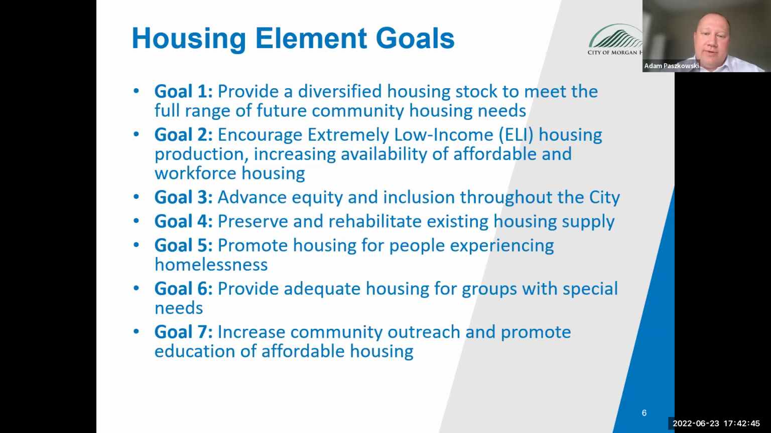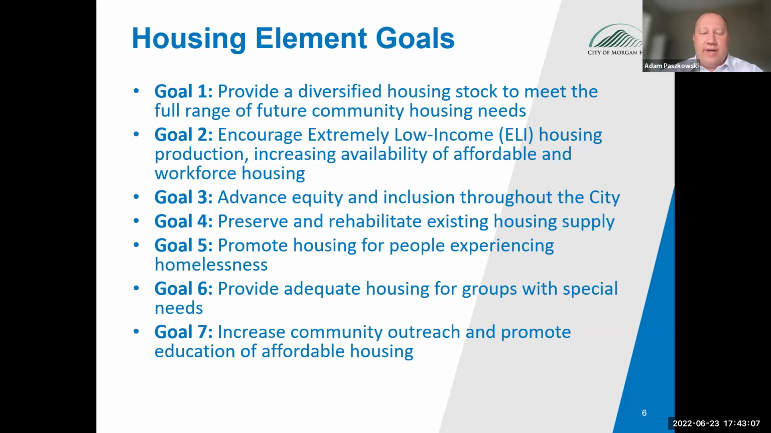Goal 4 is preserve and rehabilitate existing housing supply. Goal 5 is promote housing for people experiencing homelessness. Goal 6 is provide adequate housing for groups with special needs. And then the last one is increase community outreach and promote education of affordable housing.